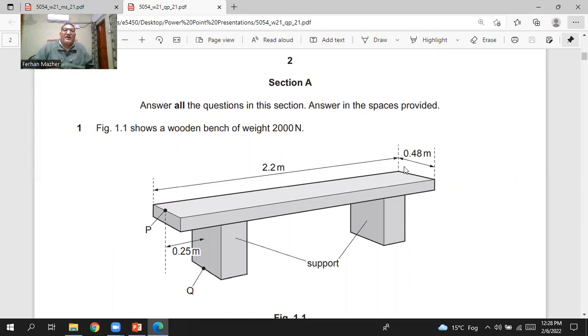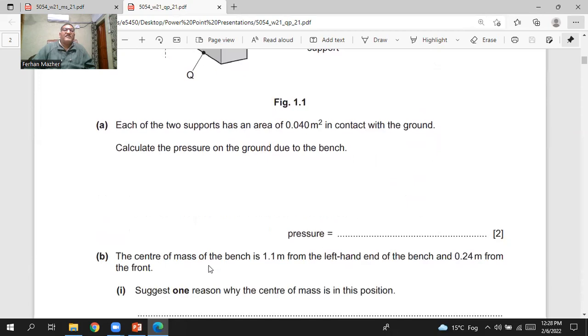So here we have a wooden bench and its length is 2.2 meter. Its width is 0.48 meter. And these are the supports of the bench, and this point is Q, this point is P. From the left support to the edge of this bench, this distance is 0.25 meter. Each of the two supports has an area of 0.040 meter square in contact with the ground. Calculate the pressure on the ground due to the bench.